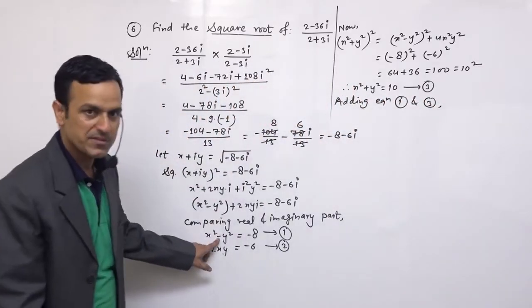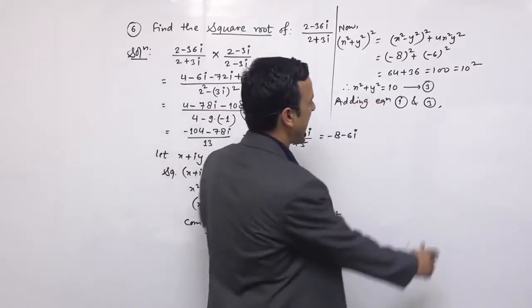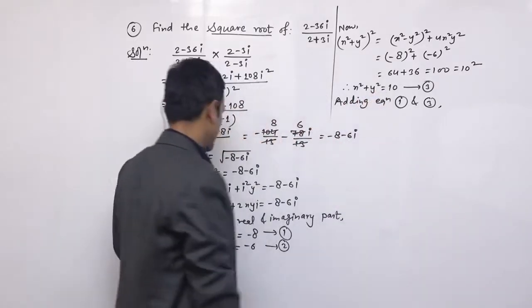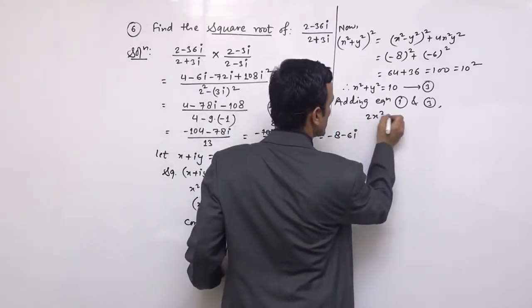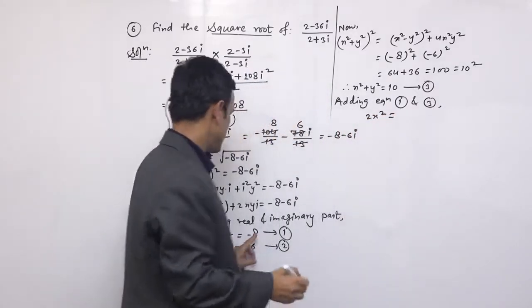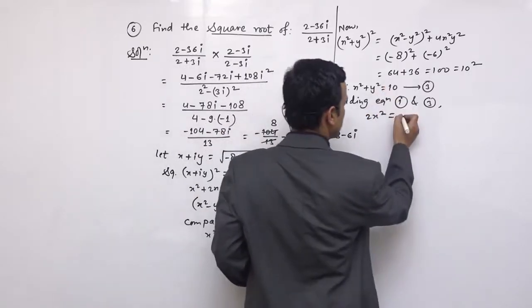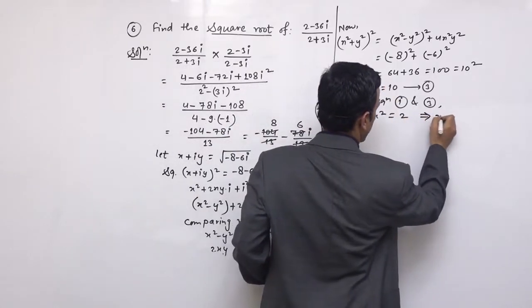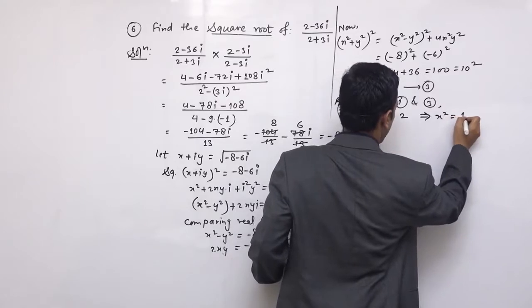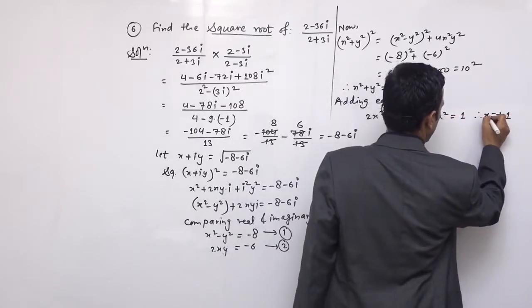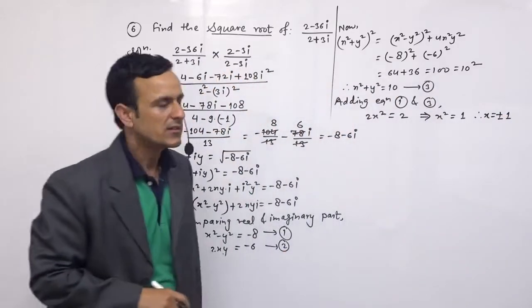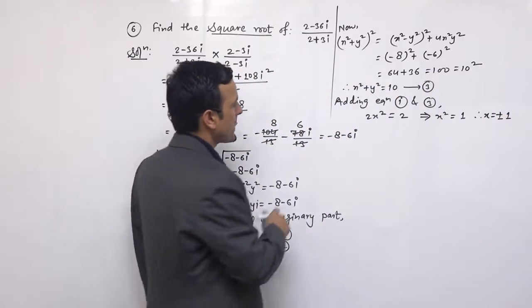Here y square is negative, and here y square is positive. Adding, y square cancels. Then x square plus x square means 2x square. And minus 8 plus 10 means it is 2. So x square is equal to 1. Therefore x is equal to plus minus 1. So this is the value of x.